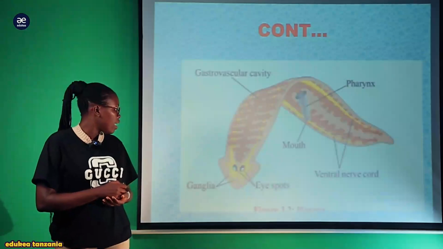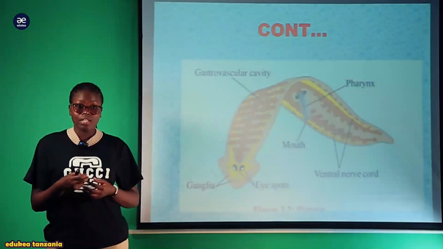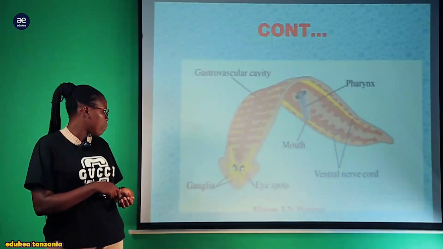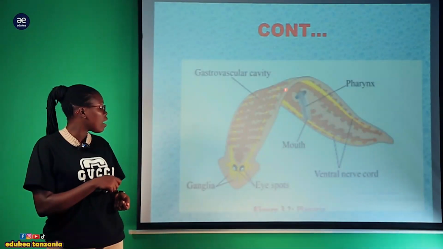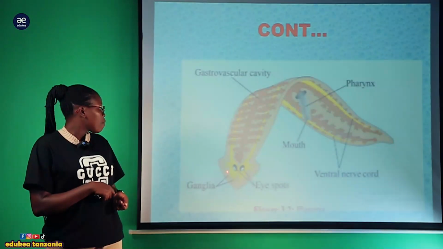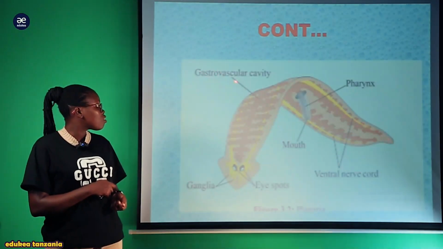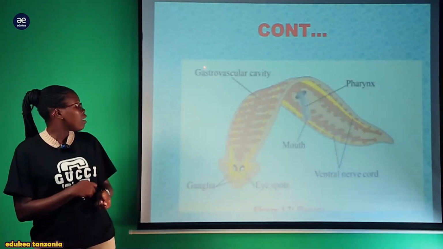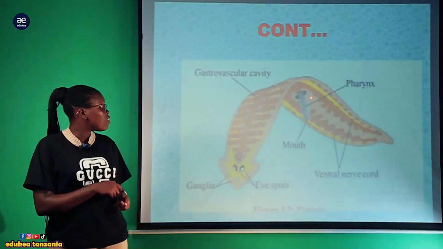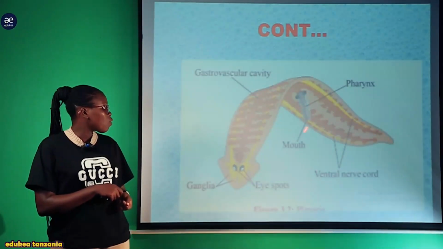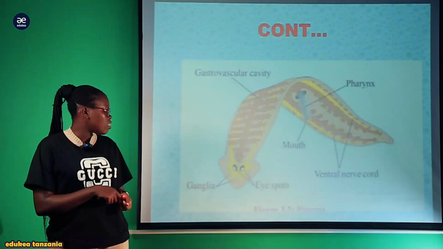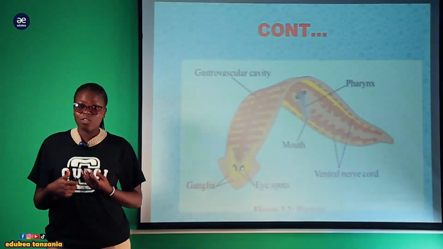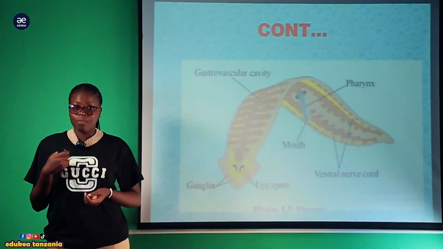As you see here, it has eye spots. Eye spots are for sensing, to be able to see and detect light. It also has ganglia, as you see here. This organism has a gastrovascular cavity as its digestive system. It also has a pharynx, a mouth, and a ventral vesicle. So that is the structure of the Planaria as one of the representative members of the class Turbellaria.